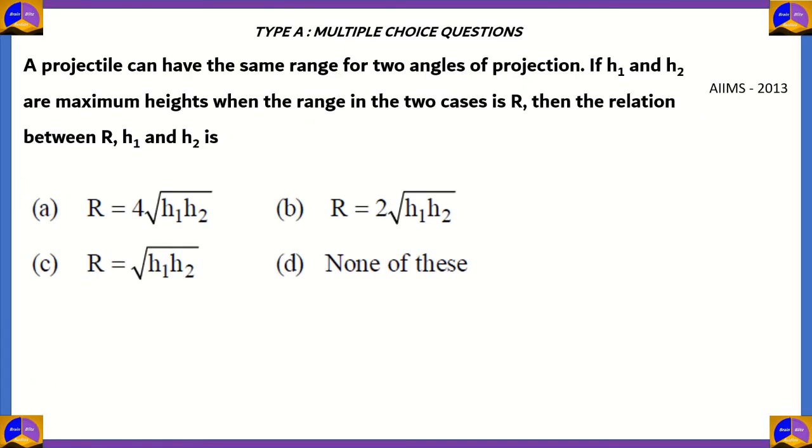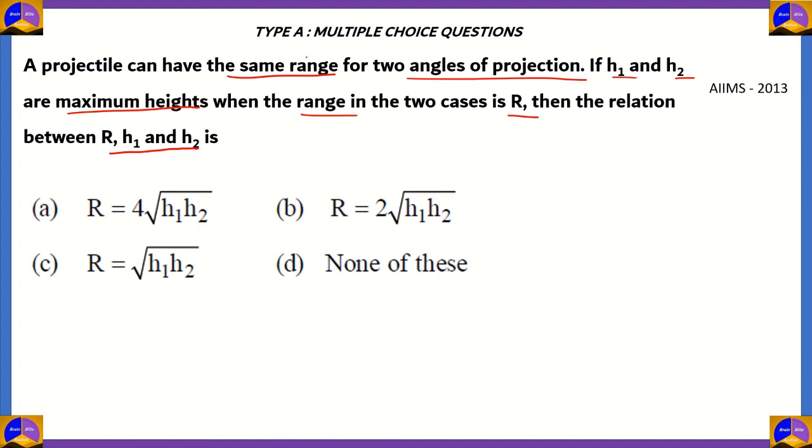Let's look at the final question for this episode. A projectile can have the same range for two angles of projection. If h1 and h2 are the maximum heights, and the range is r, then you need to find the relation between r, h1, and h2.